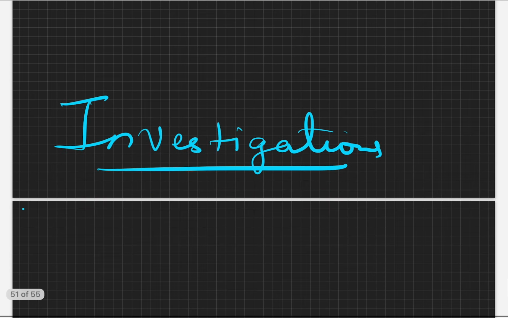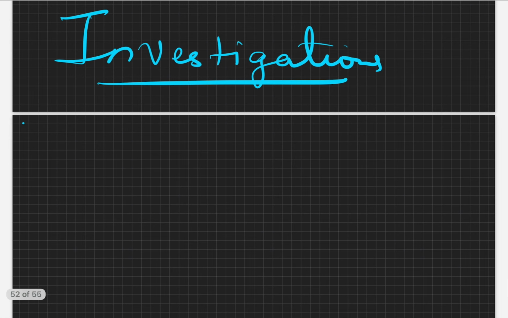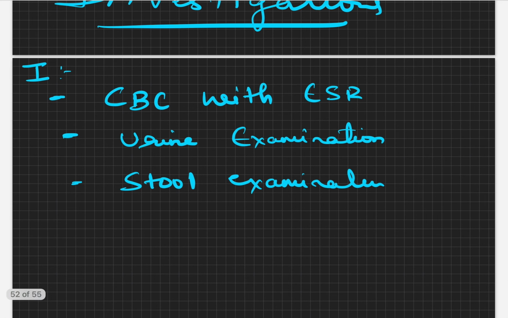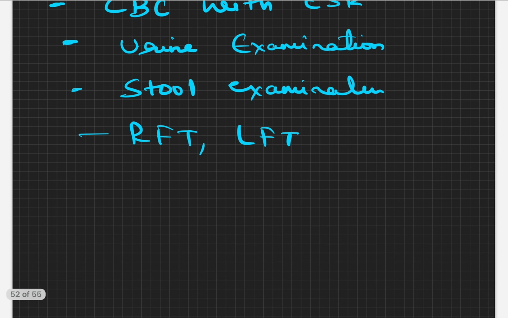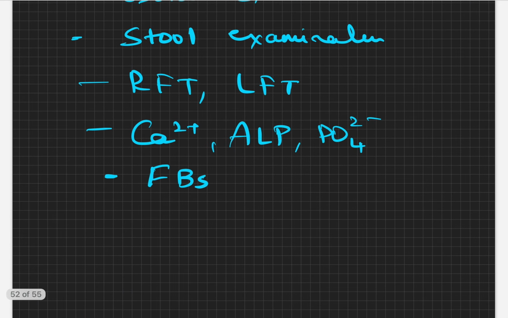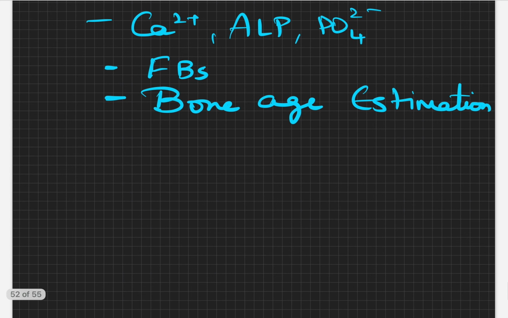So what are the investigations we do for short stature? There are level 1 investigations, level 2 and level 3 investigations. At level 1 we do CBC with ESR, urine examination, stool examination to look for fat globules and other stuff causing malabsorption, RFT and LFT to look for chronic diseases involving liver and kidney, calcium, ALP and phosphate to rule out rickets, fasting blood sugar to check for endocrine causes, and bone age estimation.